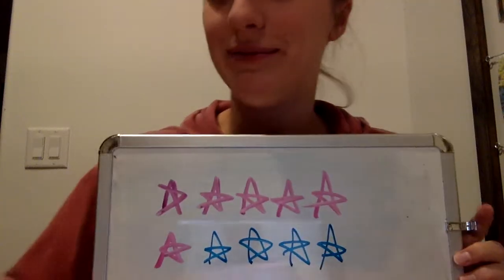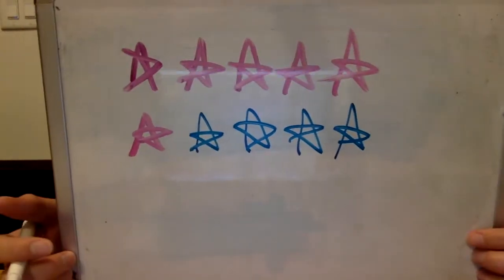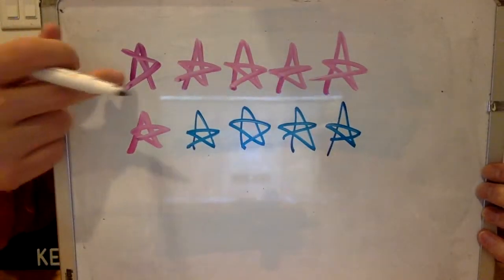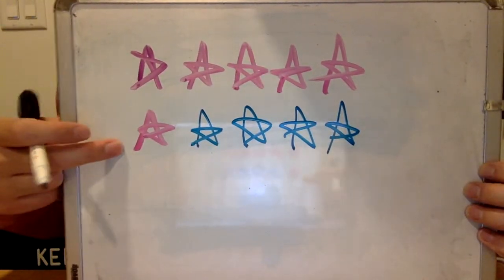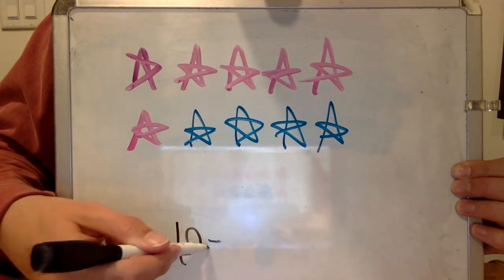Have you figured out we're still doing partners of 10? Okay. All right. How many stars do we have all together? Did you say 10? You are correct. You can count all the stars, or you can see this is a group of 5, and this is the same group. I know 5 plus 5 equals 10.